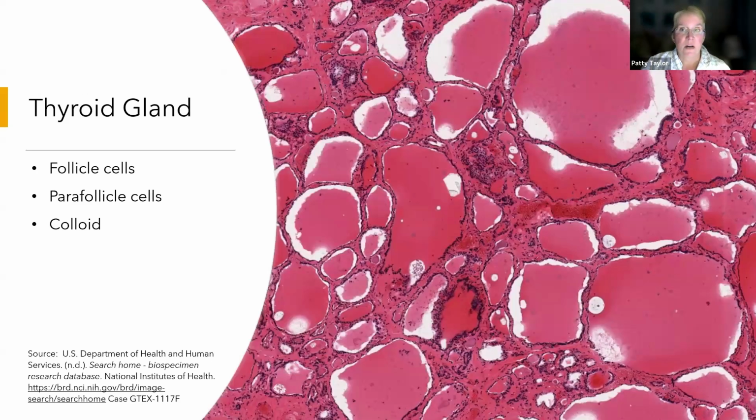Here's a look at the thyroid gland in detail. In this picture, there are follicle cells that surround a lake-like structure that's called the colloid. Thyroid hormones are actually stored in that colloid for about a month's time. And in the background between those follicle cells are parafollicle cells. They secrete an entirely different kind of hormone that regulates calcium levels in the blood.